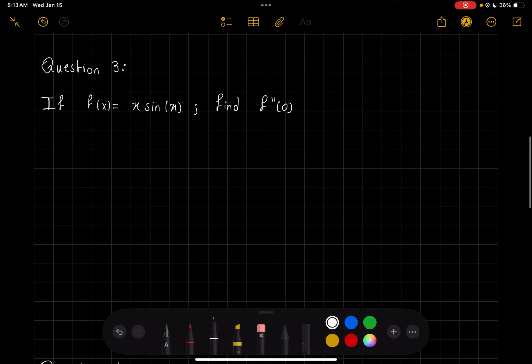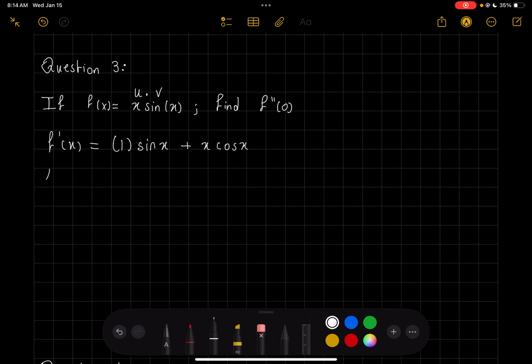Question 3. If f of x is equal to x sine x, find f double prime of 0. So first things first, f prime of x, this is going to be a product rule, u times v. So it is going to be u prime v plus u v prime. That's my first derivative.